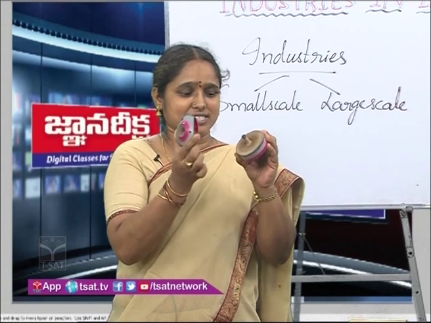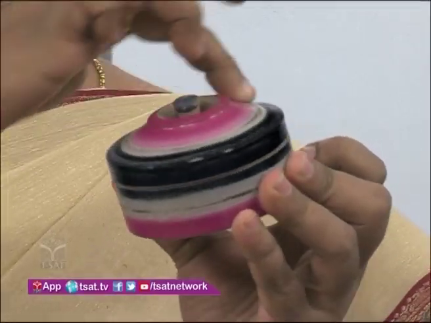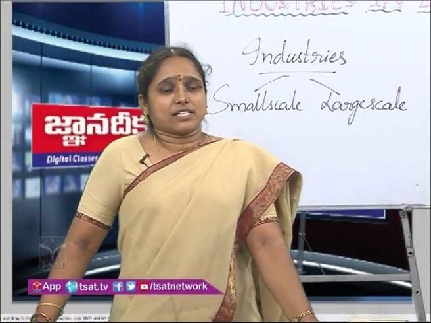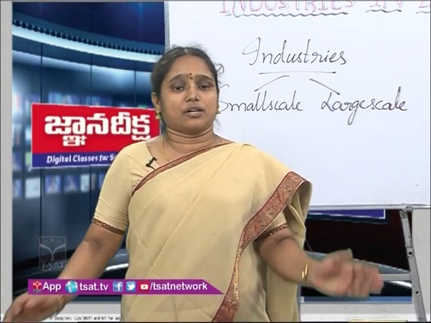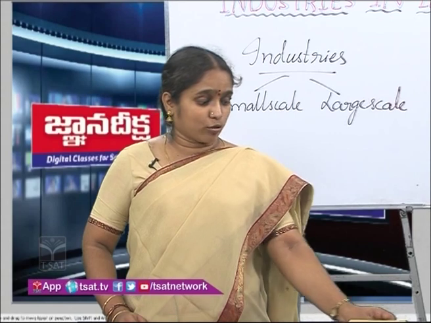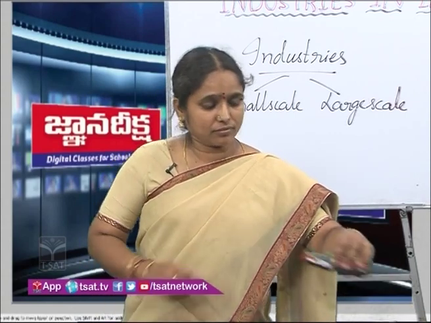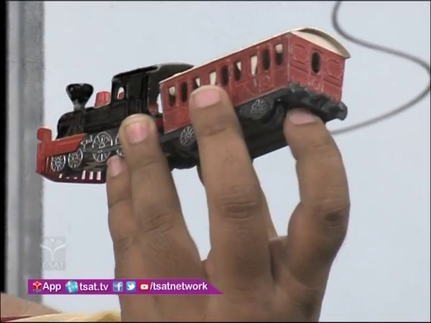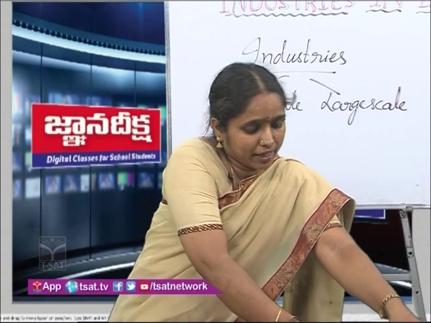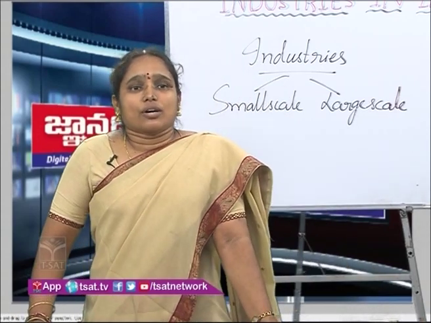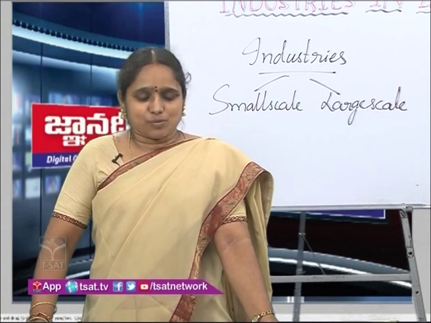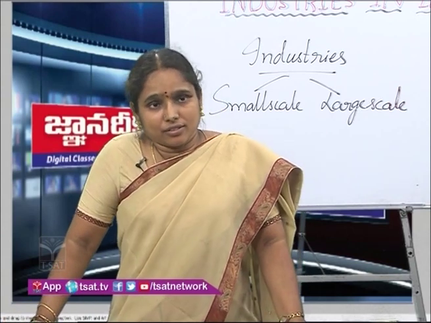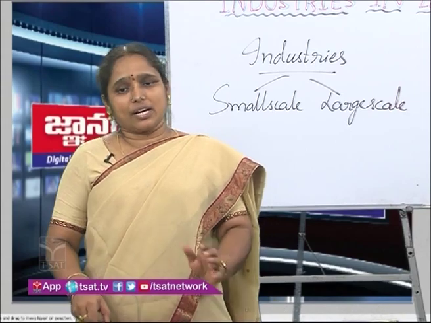In olden days it was like this. So dal was put here and it was grinded like this. So these are some of the examples of small scale industries. And coming to large scale industries, big machinery or maybe railway coaches and all are manufactured. See, of course this is a model, this is a toy, but big coaches and all are manufactured in large scale industries. So I hope you got the difference. Small scale industries are the industries in which the capital is less, number of people involved is also less, and the production is also less.